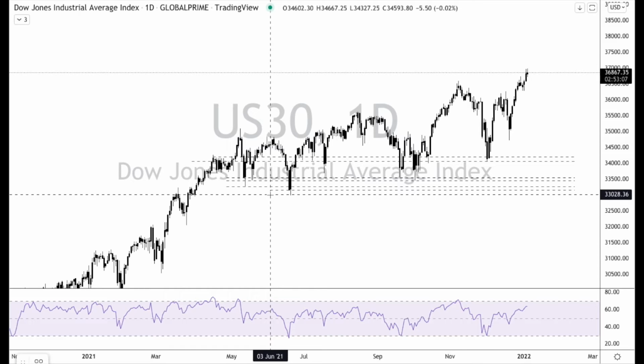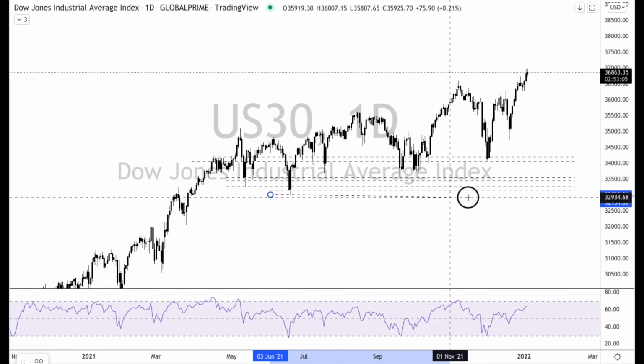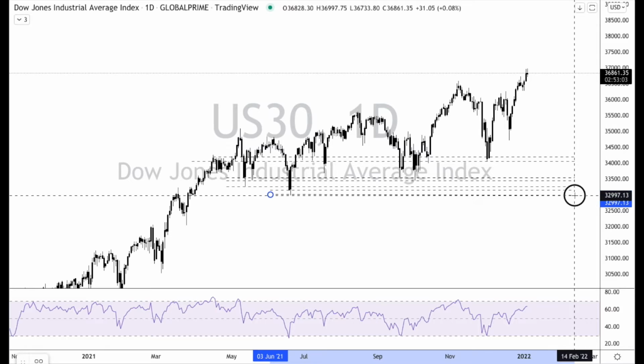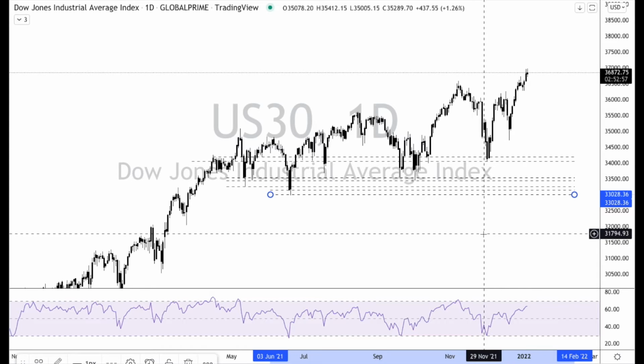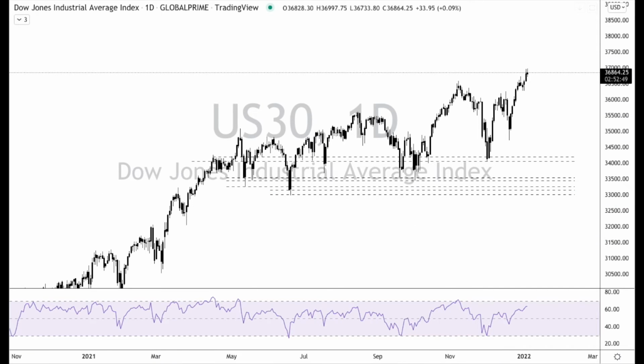So kind of mapping out the charts in this way, I find it A, therapeutic, and B, super useful in terms of helping me decide what I'm going to decide as we move forward. So we've got the basic price action levels all laid out, right? And we've got another one here.